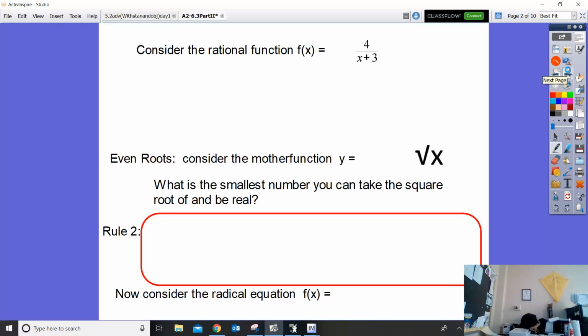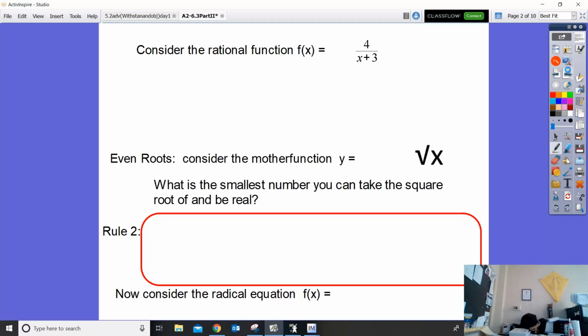First actual example in your notes is 4 over X plus 3. Could X be negative 3? No. Why not? Can't divide by 0. So X could be anything else, couldn't it? X could be 3, that'd be fine. We divide by 6. It could be 12, that'd be divided by 15. But it could not be negative 3.